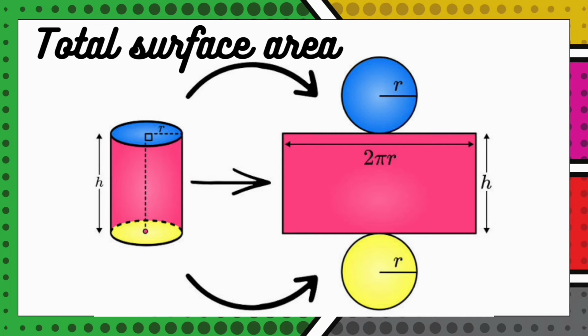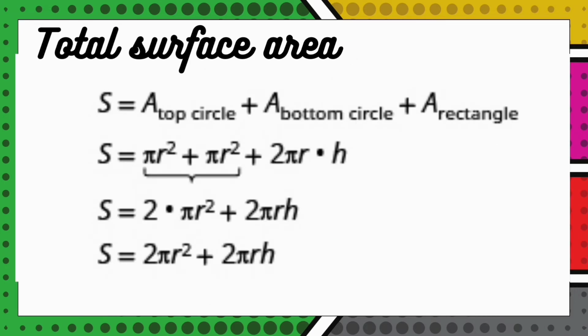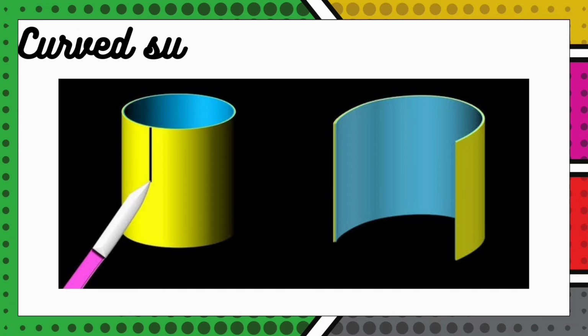And so let's derive the formula for the total surface area of a cylinder. The total surface area of the cylinder will be pi r squared plus pi r squared, which is the area of the top circle and the bottom circle, plus 2 pi r times h, which is the length of the rectangle times the height of the rectangle. So the total surface area of a cylinder will be 2 pi r squared plus 2 pi r h.